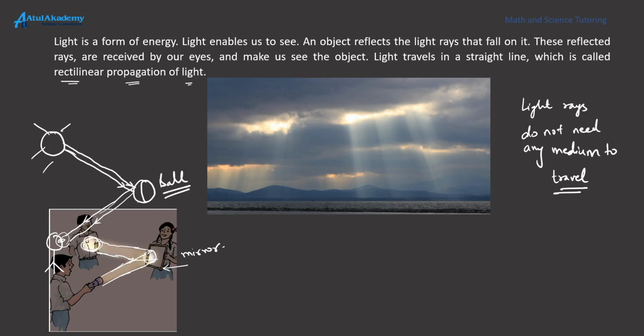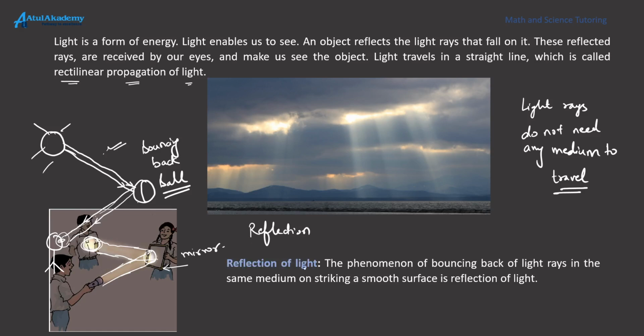So now here, if you see, what is happening over here, light is falling on this and bouncing back. Same thing happens here. Light is falling on this and it is bouncing back, but at a different angle. It's going in a different direction. What is this thing called? This is called reflection.